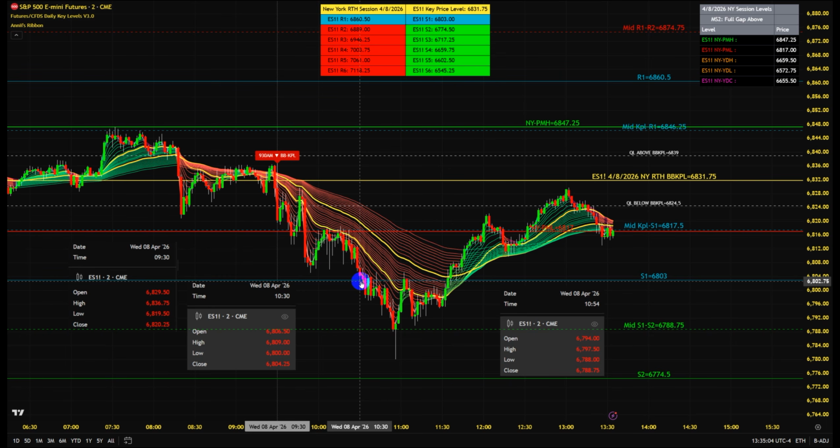So that is going to be 17.25 points, $50 a point on one regular E-mini contract. So that is going to be $862.50 before any slippage and commissions.